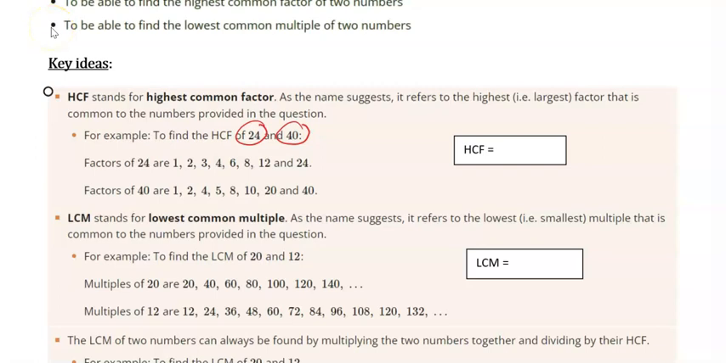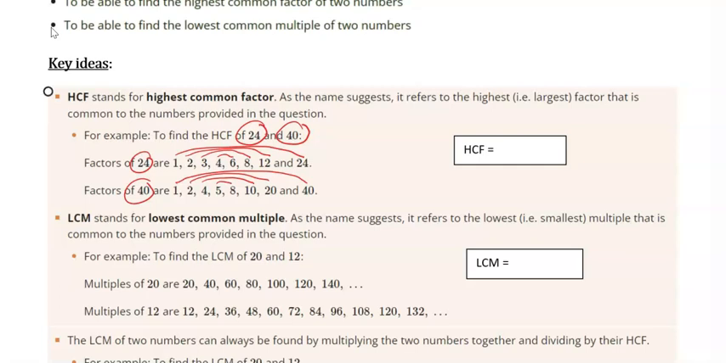The first thing we have to do is find the factors of these two numbers. 1 times 24, 2 times 12, 3 times 8. It's a good thing I did that, because that means I've checked and made sure I've included all the factors, including 24, the number itself. Factors of 40 are 1 and 40, 2 and 20, 4 and 10, and 5 and 8.